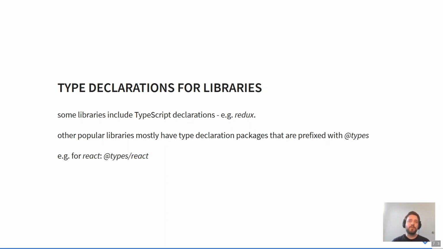Secondly, type declarations for libraries. When using libraries from NPM, some of them will come with TypeScript declarations included. For example, the Redux library. Most libraries will have separate type declarations packages, which are prefixed with @types. For example, for React, there's @types/react. If we install extra packages, we will often have to install the corresponding type declarations explicitly.